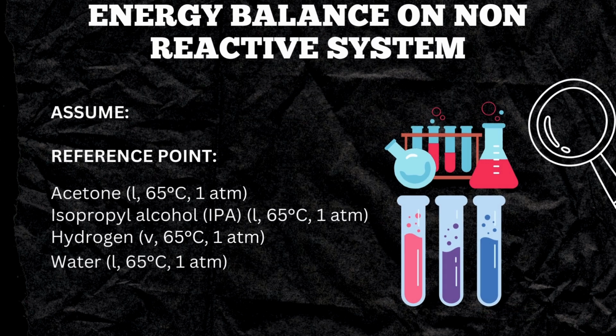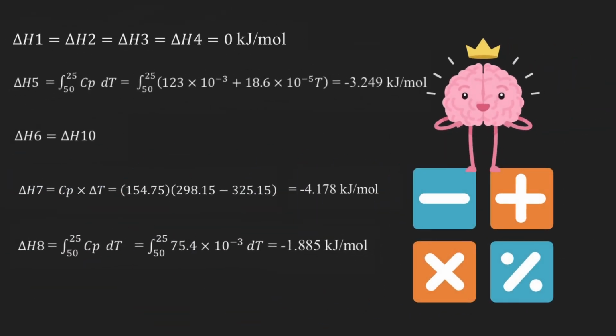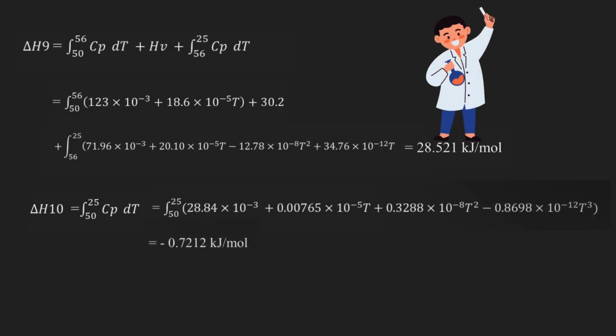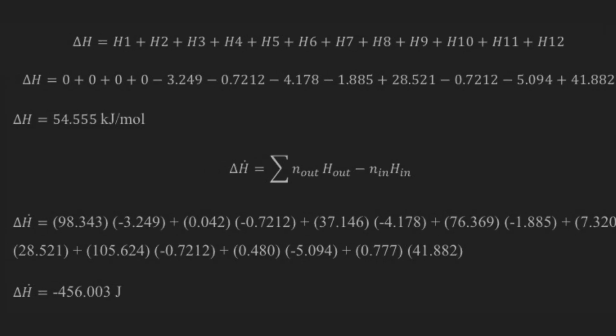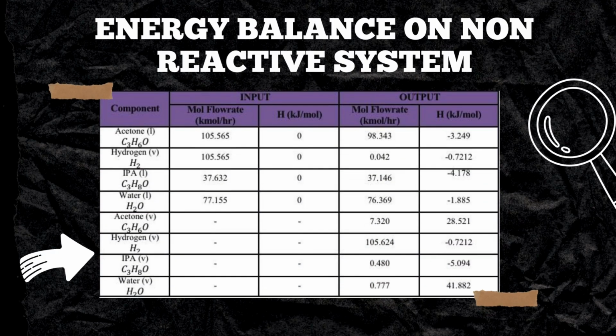The first thing to do is to assume our reference point. Acetone, isopropyl alcohol and water are all in the liquid state, but hydrogen is in the vapor or gas state, and each of the components has the same temperature and atmospheric pressure, which is 65 degrees Celsius and 1 atmosphere. So H1, H2, H3 and H4 are equal to 0 because it is our reference state. For the other enthalpies, the specific enthalpy is found by using the appendix and by referencing the NIST WebBook from Google. And these are the table values for energy balance on the non-reactive system.